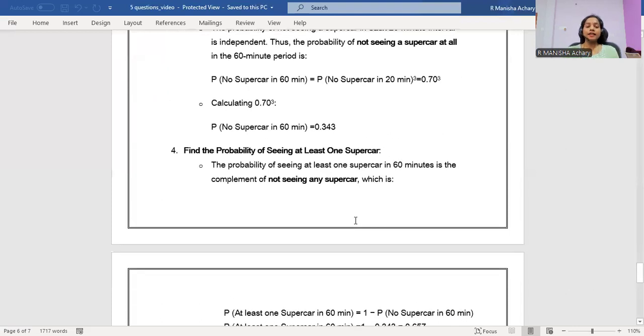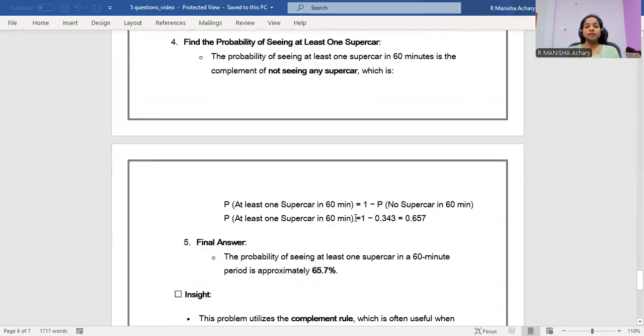Next, find the probability of seeing at least one supercar. The probability of seeing at least one supercar in 60 minutes is the complement of not seeing any supercar. P(at least one supercar in 60 minutes) equals 1 minus P(no supercar in 60 minutes), which is 1 minus 0.343, which is 0.657. So the probability of seeing at least one supercar in a 60-minute period is approximately 65.7%.